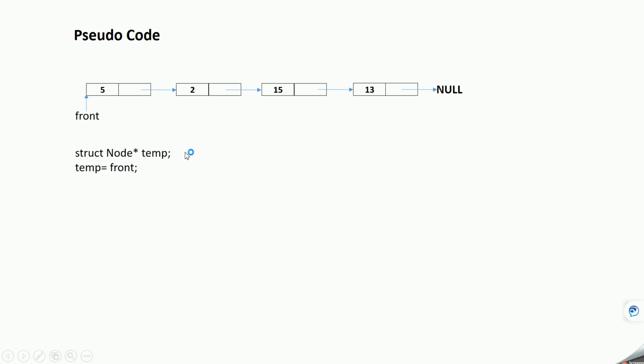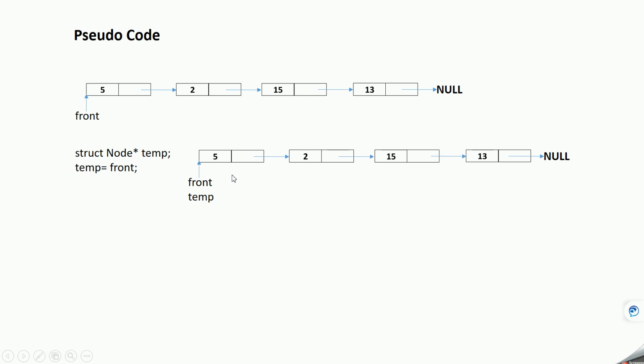Initially we'll take a node pointer temp, and this temp will point to front. So when we say temp equal to front, both front and temp will point to the beginning of the linked list. Now both are pointing to this. Next, we'll move this front to the next node. For that we'll write code like this.